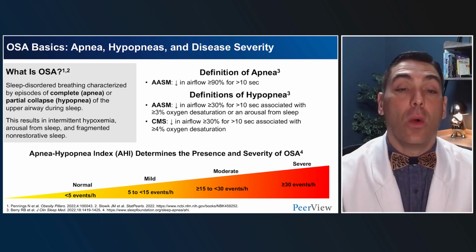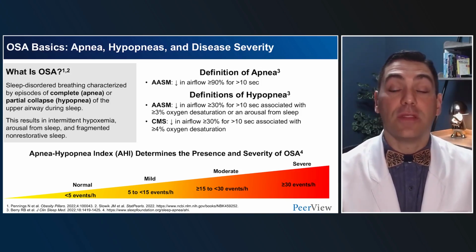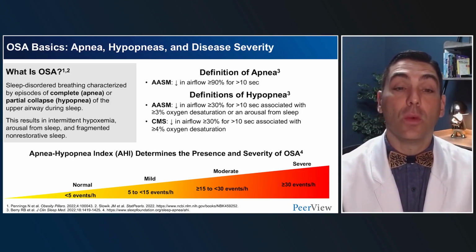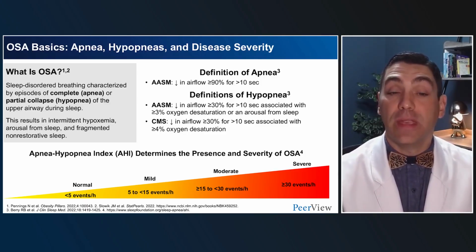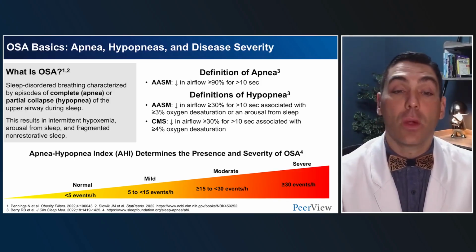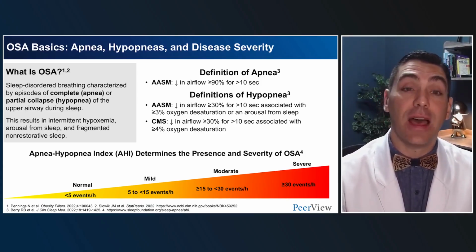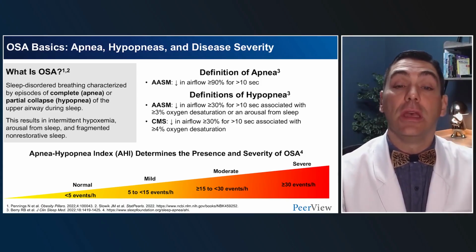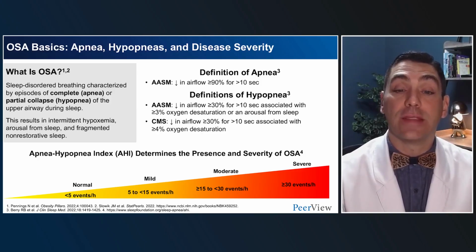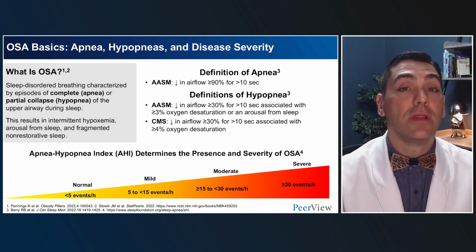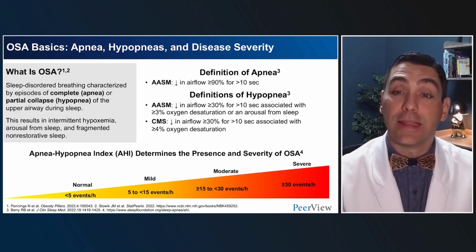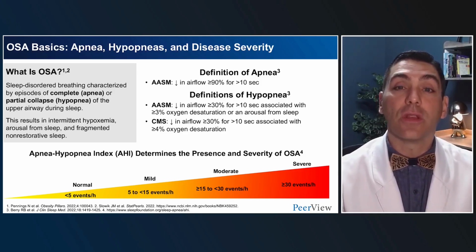Now, how do we assess the severity of obstructive sleep apnea? We use an index called the apnea hypopnea index, which basically measures how many times the patient had an obstruction of their airway. In a normal patient, if that number is less than 5, it is considered physiological. If it's 5 to less than 15, it's considered mild. Moderate is 15 to less than 30, and 30 or more is considered severe.